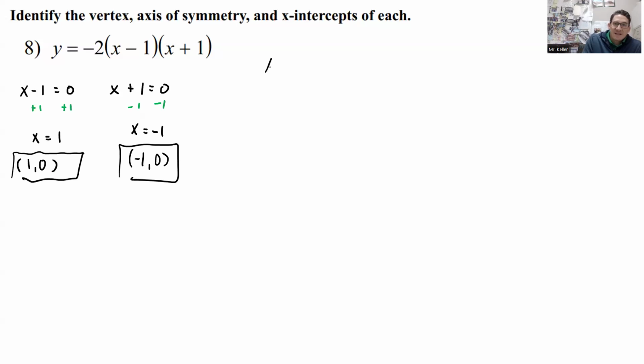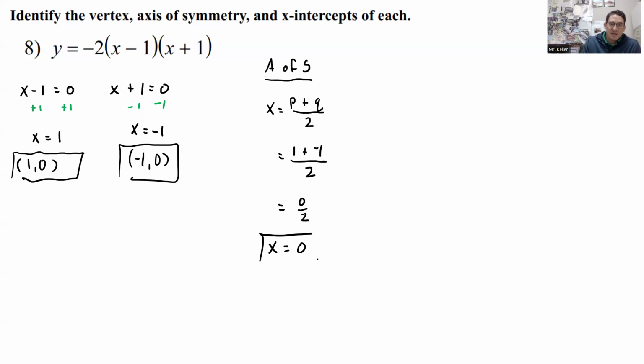So here are my x-intercepts. Now to find the axis of symmetry, I'm not going to write out the full words. The axis of symmetry, the A of S, is going to be x equal to P plus Q divided by 2. Remember, these are P and Q, what we just found over there. So it's 1 plus -1, divided by 2. 1 plus -1 is 0, divided by 2 is 0. So the axis of symmetry is 0.